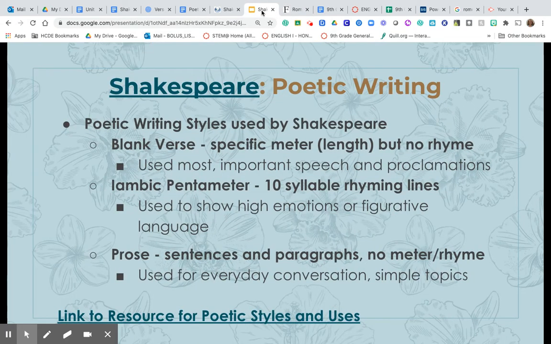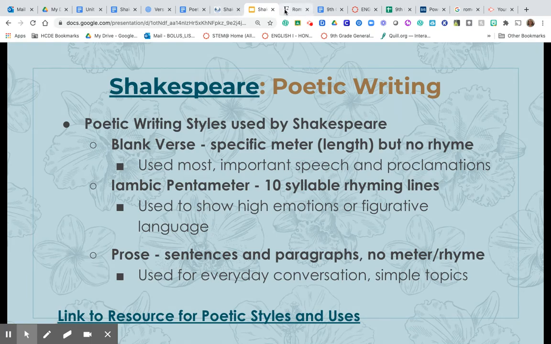If we head back here, we can see that he also writes in something called iambic pentameter, or what we call rhyming verse. And this has a very specific meter, 10 syllables, and it also has a very specific rhyme scheme. And it's used to show high emotions or figurative language.